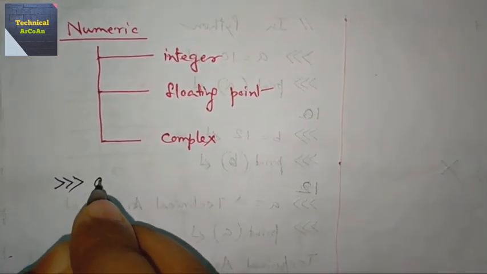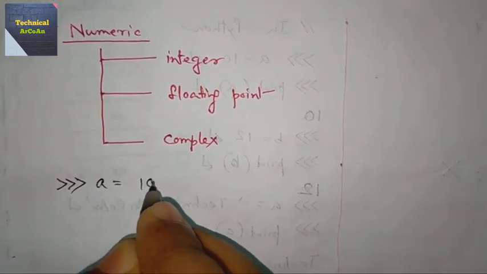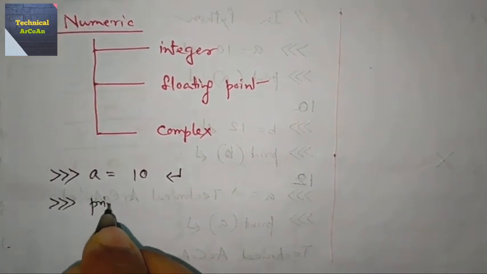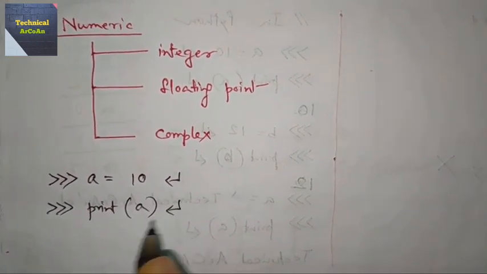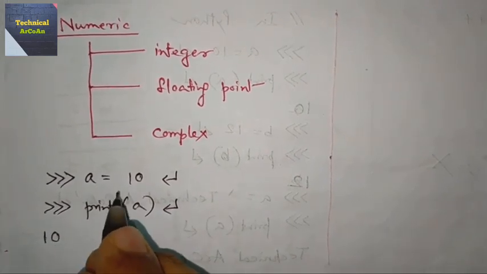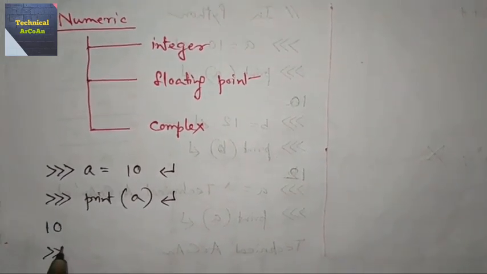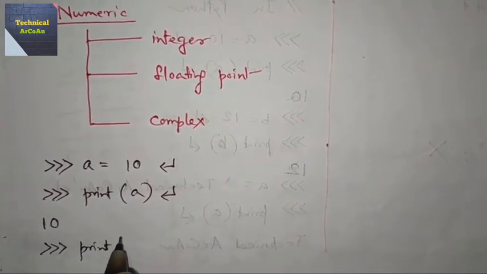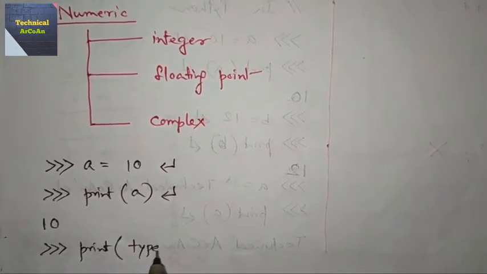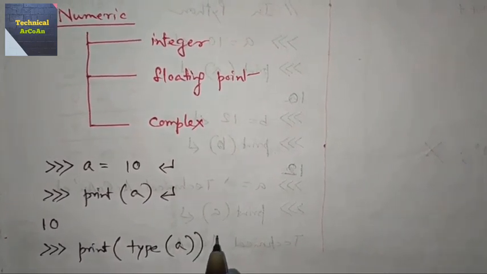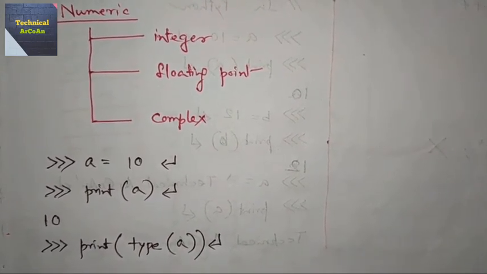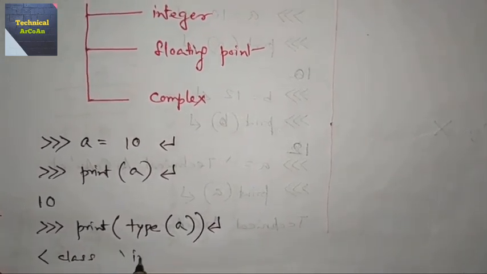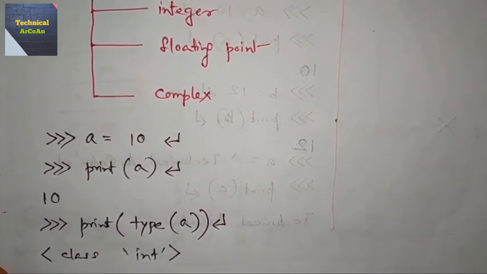Suppose we write a = 10 and press enter. After that, if we print that value a, we get 10 because the value of a is 10, right? And if we print the type of a, just print type and within brackets write a, and what do we get? We get it's an integer type, class int.